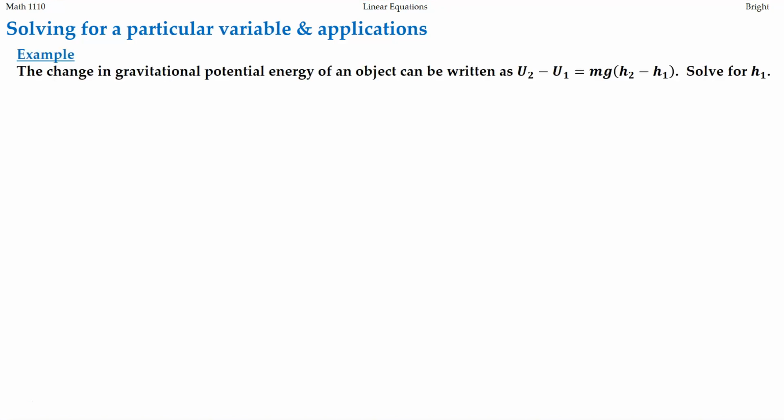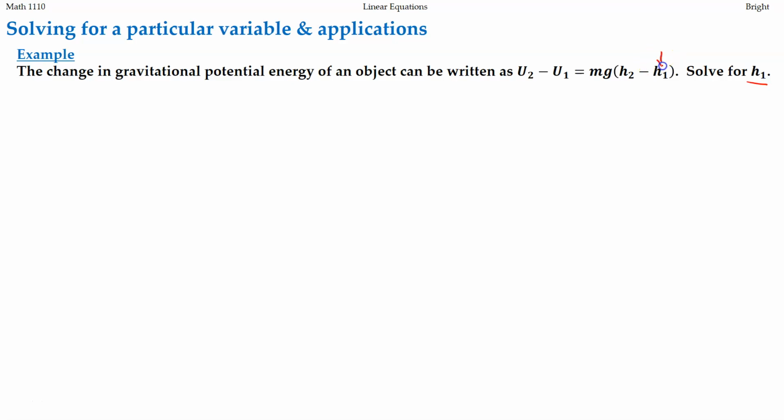Okay, so first thing we see is just a simple example here where we're talking about gravitational potential energy. It's an idea in physics related to conservation of energy. But anyway, in symbols, we can express it as u1 minus u2 equals mg times (h2 minus h1). And right now, the idea isn't necessarily to focus on what each of these symbols means. We just want to solve for h1. So ignore the meaning, just focus on the task.